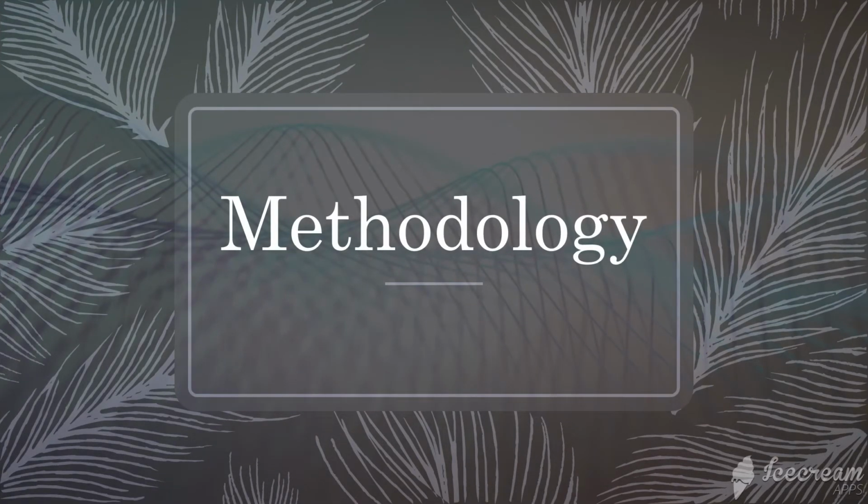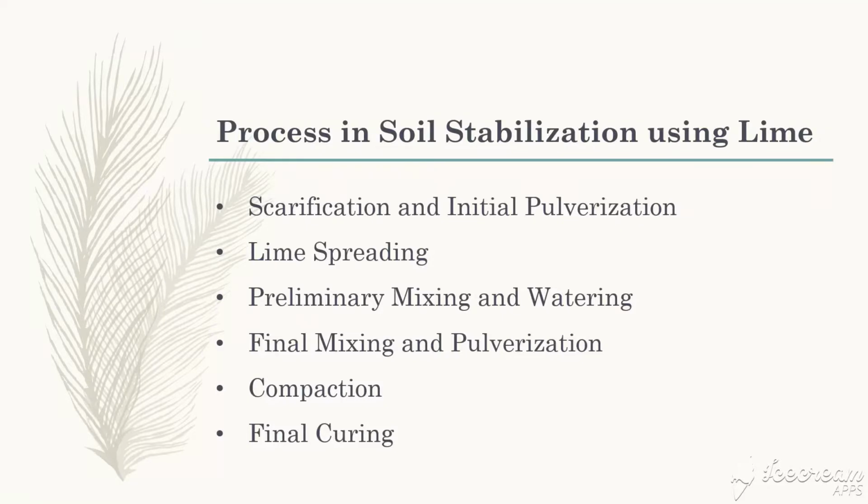Hello, Encik Hakimi. My name is Gordon Chanyamping. I will be explaining the methodology of soil stabilization using lime. There are a few processes in soil stabilization using lime. The first is scarification and initial pulverization, then lime spreading, preliminary mixing and watering, final mixing and pulverization, compaction, and final curing.